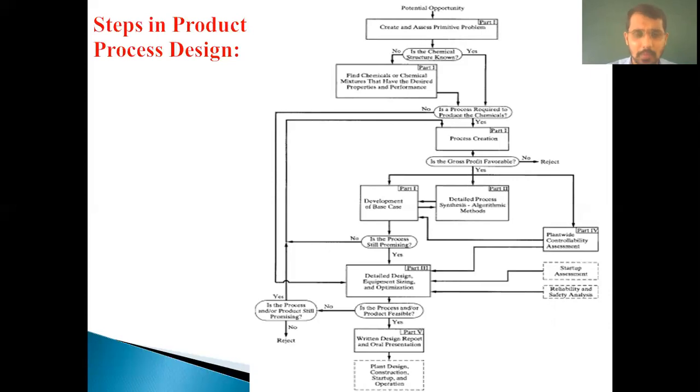After creation of the process, you have to check whether that process needs any improvement. If it needs improvement, then go for the improvement. If yes, then go for the optimization. What is the meaning of optimization? Optimization means we are enhancing the properties of a process, so that the process can be efficient at minimum cost.